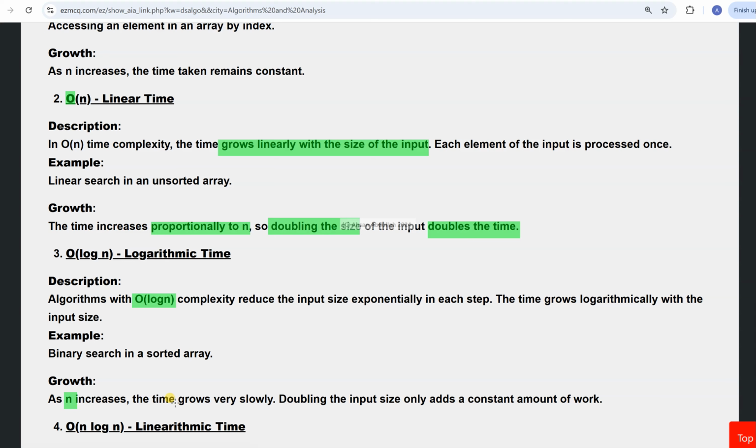As n increases, the time grows very slowly as compared to order n, right? Doubling the input size only adds a constant amount of work. It does not double, which was the case in linear time.